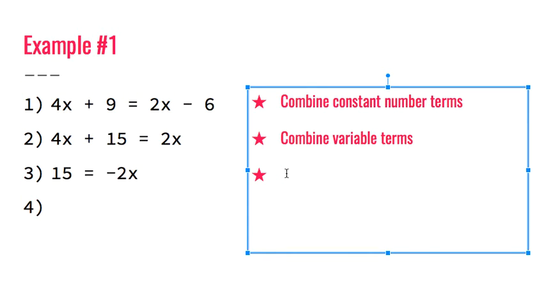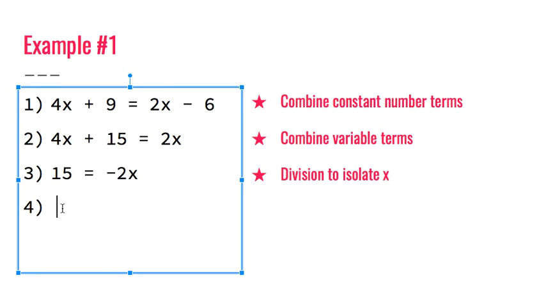We have one step left. We use division to isolate x, our variable. We do this by dividing by negative 2 on both sides of the equal sign. This gives us negative 15 halves equals x. This is the solution to our equation.